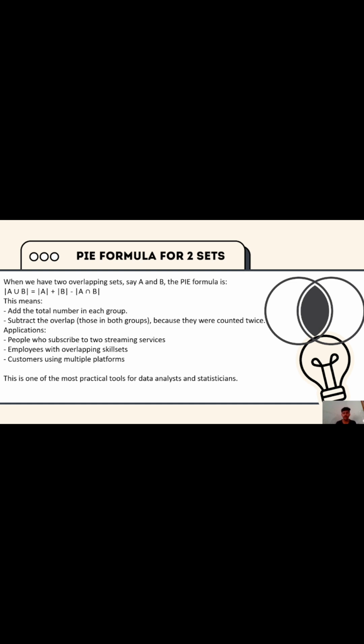Moving on to the PIE formula for two sets. Let's consider two sets A and B. The PIE formula is |A union B| equals |A| plus |B| minus |A intersection B|, which means you add the total number in each group, subtract the overlap, that is those which are common in each group, because they were counted twice. The applications are people who subscribe to two streaming services, employees with overlapping skill sets, customers using multiple platforms. So these are the most common examples for two-set problems, and this is one of the most practical tools for data analytics and statisticians.